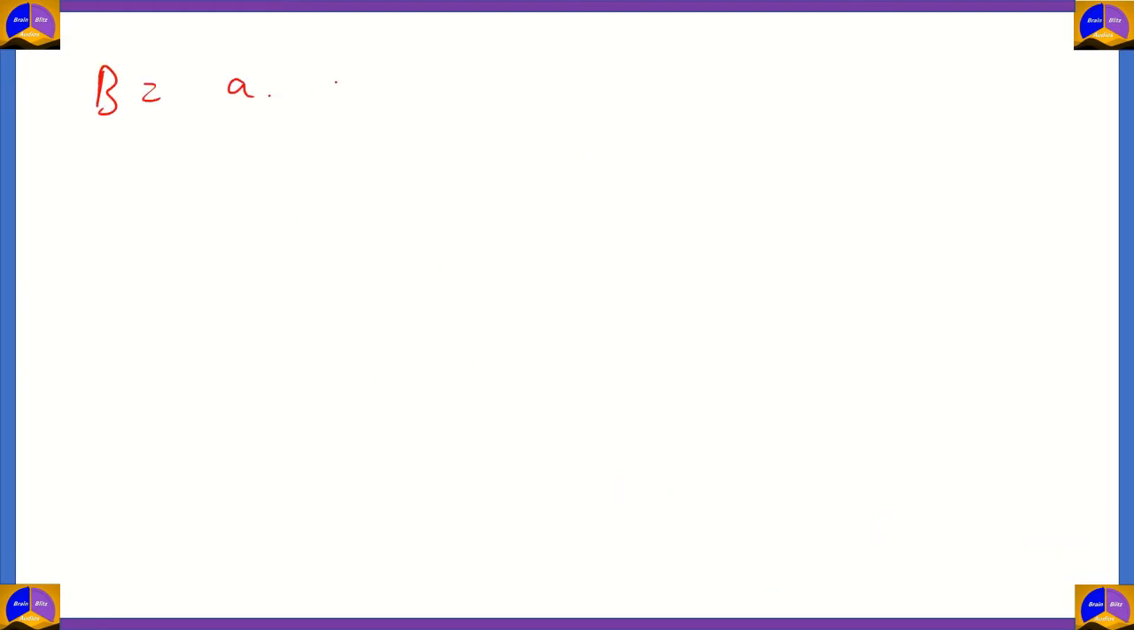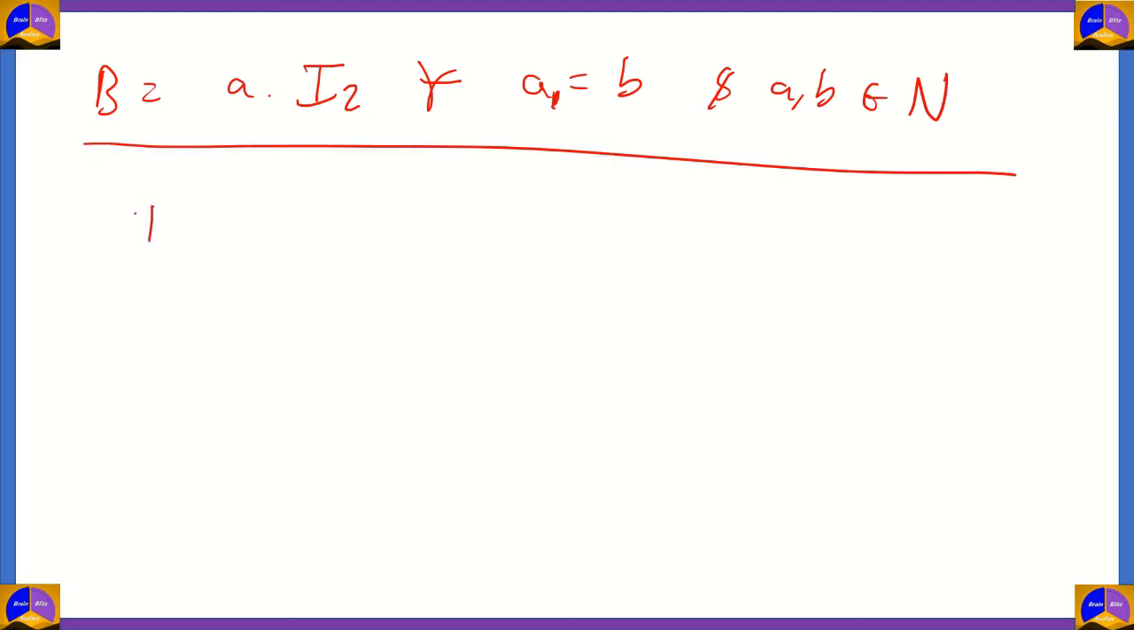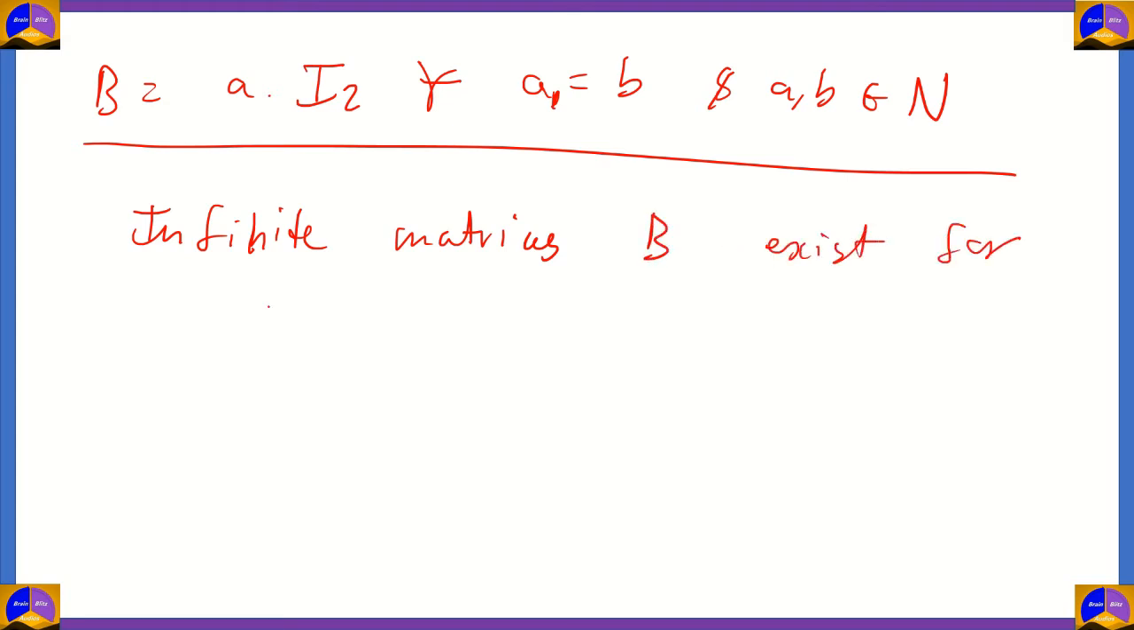So the matrix B equals A times the identity matrix for 2 rows and 2 columns. Now this is correct for all A equals B, where A, comma B belong to the natural numbers. So if you can have any amount, from this statement you can see that there are infinite matrices B that exist for the relation AB equals BA.